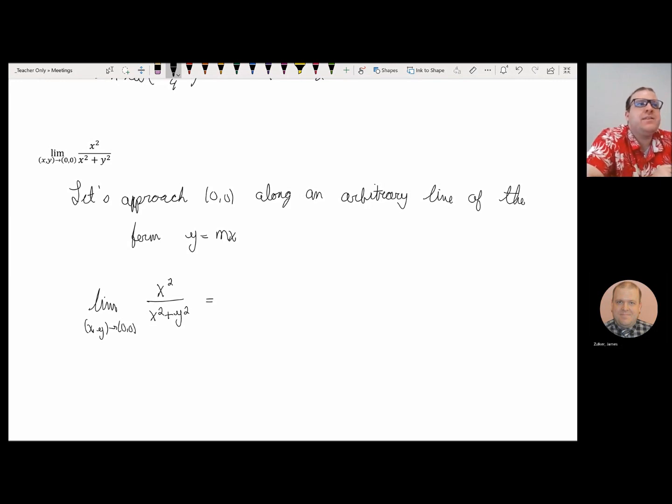Well, what's going to happen is this is going to become a single variable limit now. As y approaches 0, x also has to approach 0, so we're fine. We can now write this as the limit as just x approaching 0, because we're going to eliminate y. Replace y with mx.